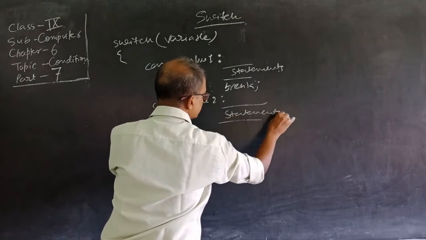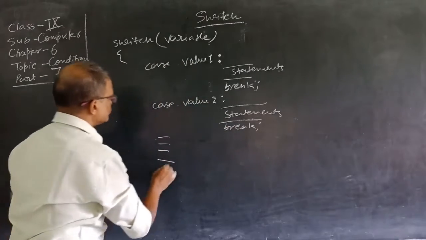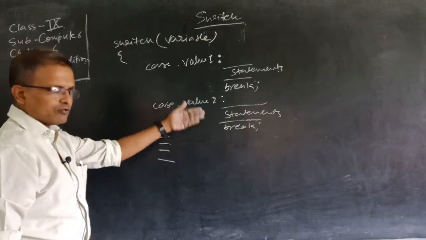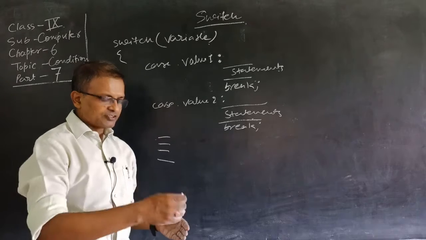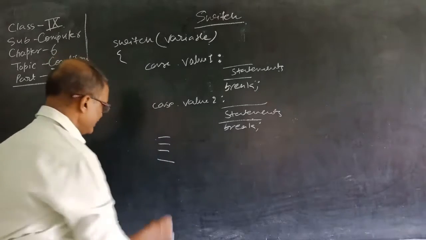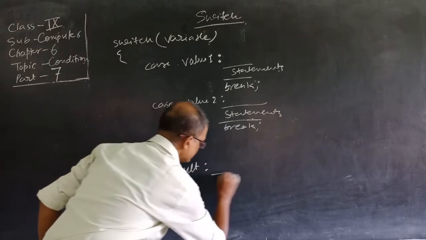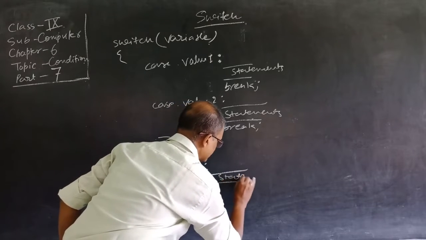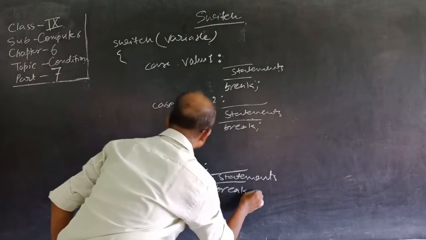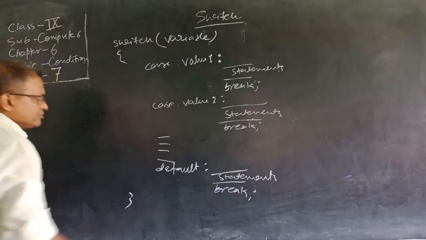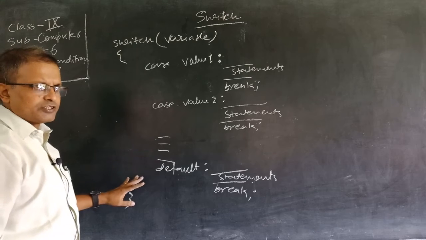Again we have to start a new case, value 2, statements, break. In this way you can use many cases with value 1, value 2, value 3 with different values, and finally, as in the case of if-else where the last condition was else, in the same way here we'll use default. Here are the statements to be executed, and then break. Finally close switch. This is the general syntax, the general structure of the switch statement.